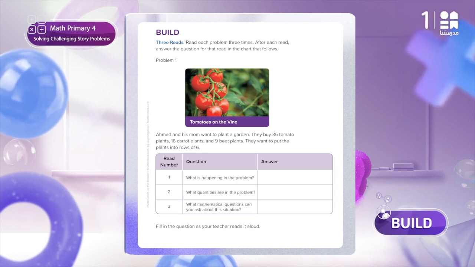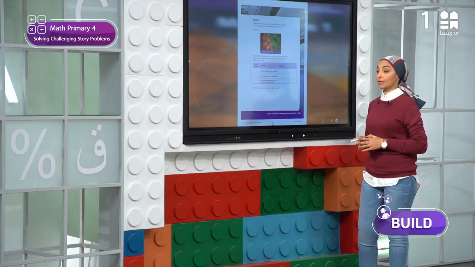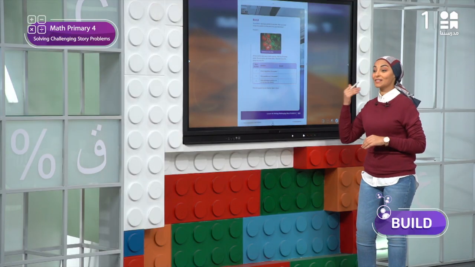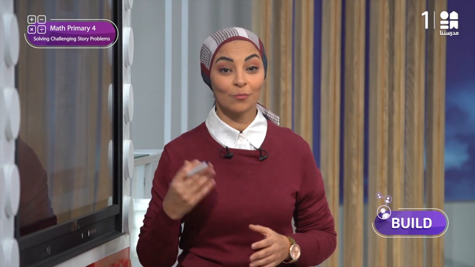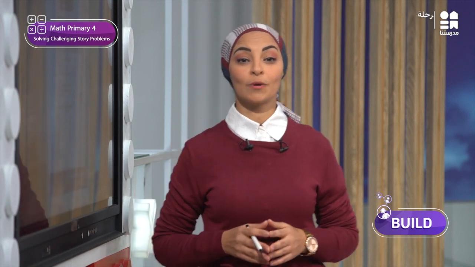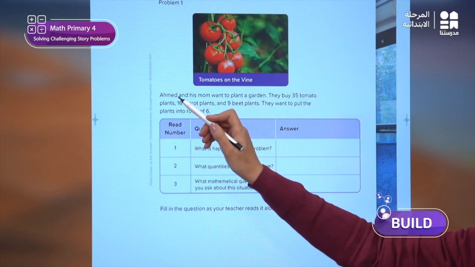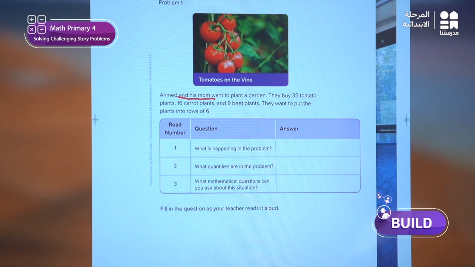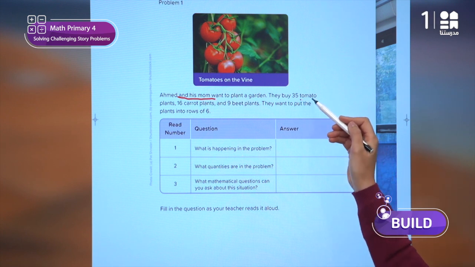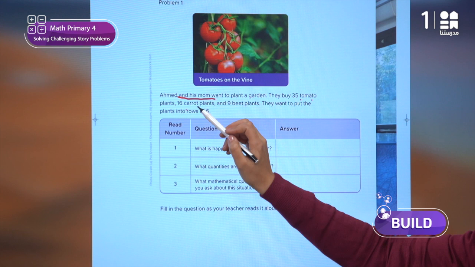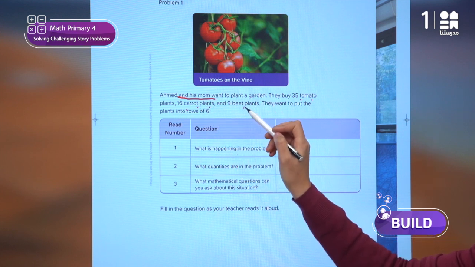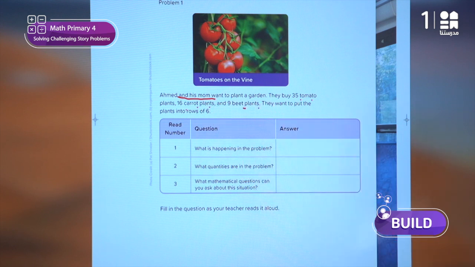Okay, as you see here, you are allowed to read the problem 3 times as we did in the previous lesson. If you remember, right? The problem says what? Here the problem says that Ahmed and his mom want to plant a garden. They buy 35 tomato plants, 16 carrot plants, and 9 beet plants. They want to put the plants in 6 rows.